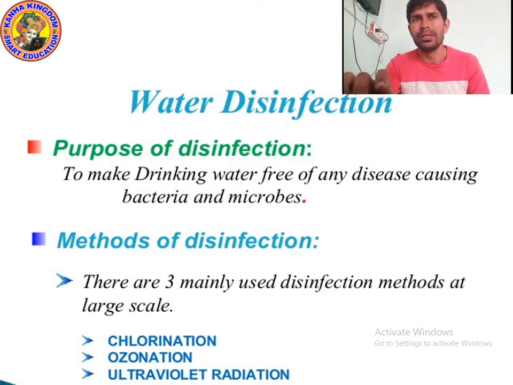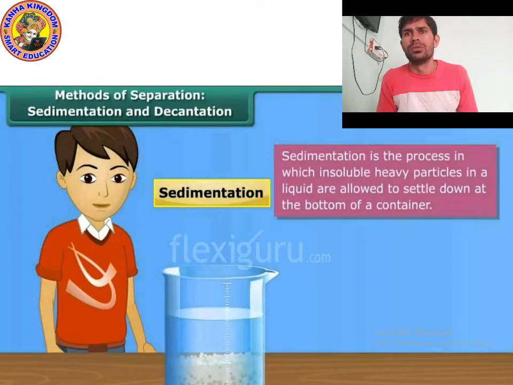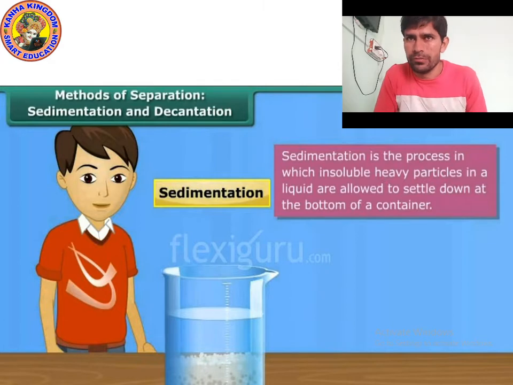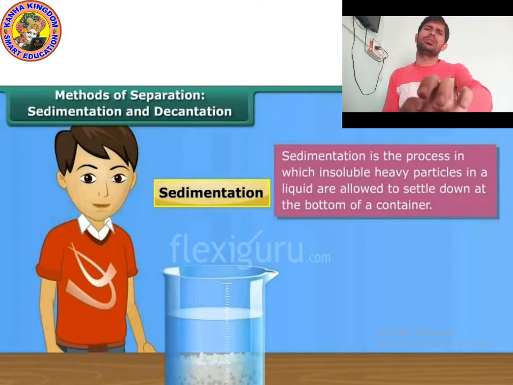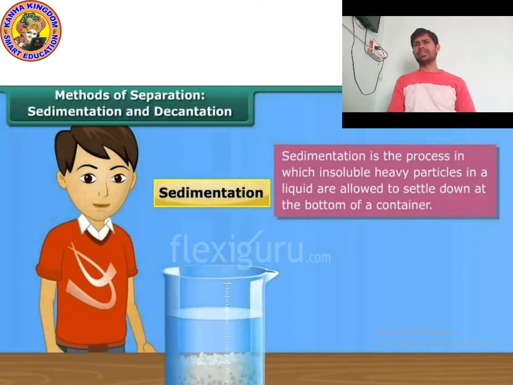Now let's study the sedimentation process. So kids, what is sedimentation and what is decantation? In the next slide I will show you decantation. Right now let's see the sedimentation process. Sedimentation is a process in which insoluble heavy particles in a liquid are allowed to settle down at the bottom of the container.